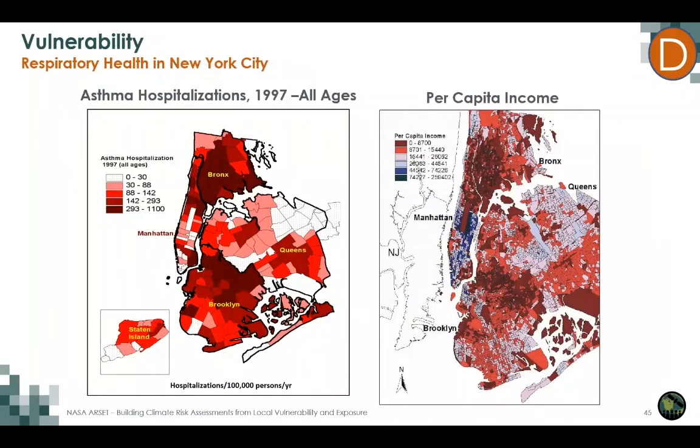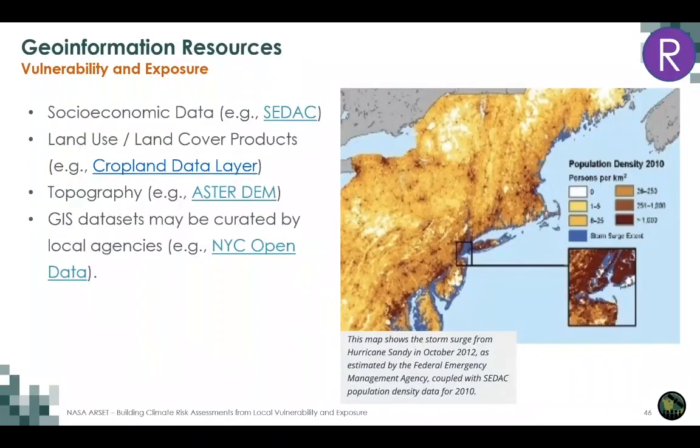So here is a vulnerability example of a data set available for New York City. And here we show the asthma hospitalizations for all ages, and you can see a spatial pattern throughout the city compared to the per capita income in the city that was recorded. And again, you see similar spatial patterns for both. Another vulnerability and exposure geoinformation resource for you is through CDAG, ASTED EM, NYC Open Data, and just another example of vulnerability and exposure resources available.